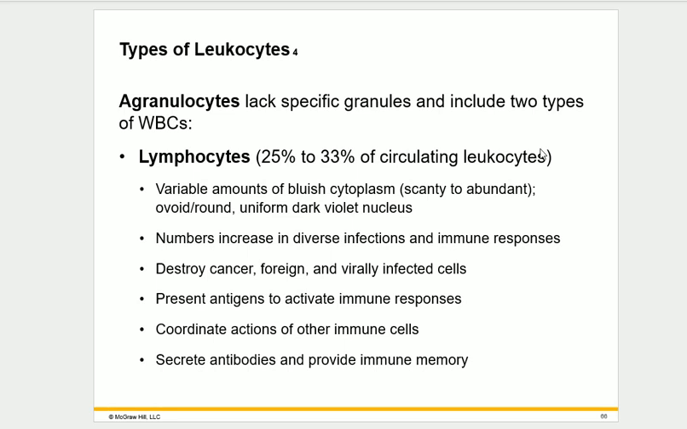But collectively, their importance is in cell destruction, specifically cells that have been infected with viruses or cells that have turned malignant, and different foreign cells, including parasites that have been introduced into the body. So they secrete different chemicals that communicate with other white blood cells and coordinate action, and they can present antigens to activate immune responses, and they can give rise to the cells that secrete antibodies, providing more long-term immunity to pathogens.